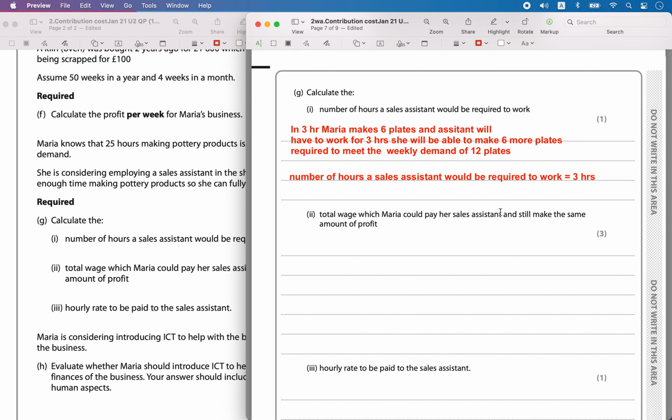Now the total wage which Maria could pay her sales assistant and still make the same amount of profit. Okay, what is the wage that is required to pay this sales assistant? We have to calculate. So we know that, okay, what is the profit here? Profit was total contribution. Okay, we had calculated total contribution. Okay, total contribution minus fixed cost will be equal to profit.